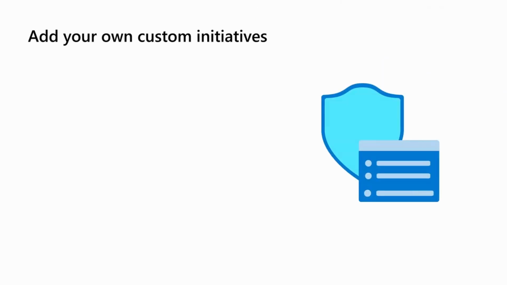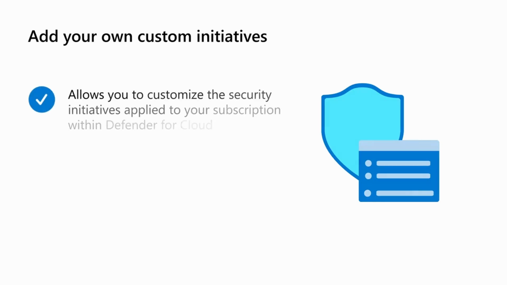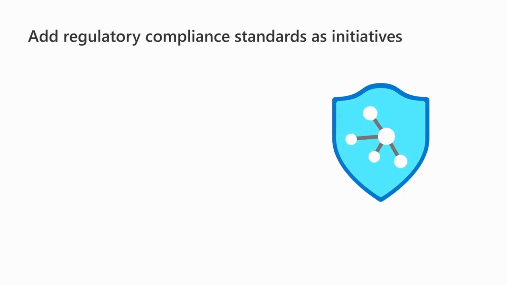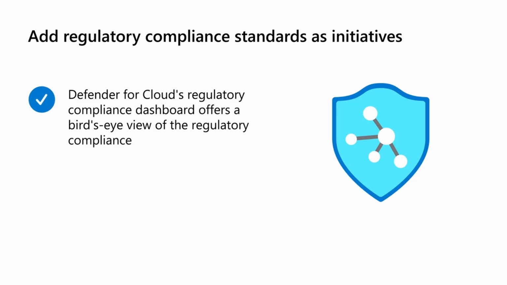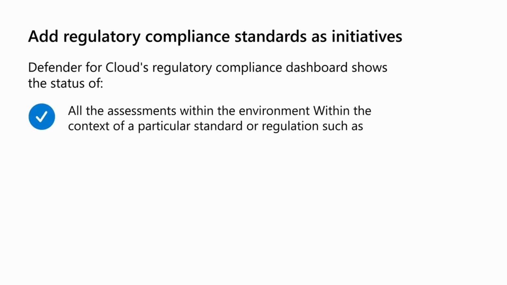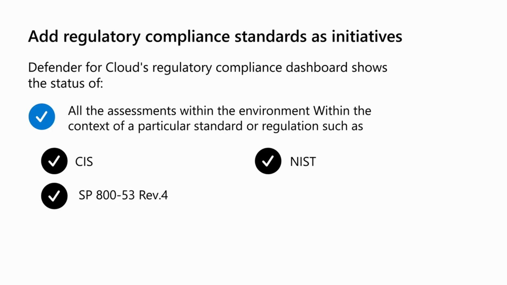You can add your own custom initiatives. If you prefer to personalize the security initiatives applied to your subscription, simply dive into Defender for Cloud and start crafting your own initiatives. As a bonus, you'll receive helpful recommendations whenever your machines don't align with the policies you've created. You can also add regulatory compliance standards as initiatives. Get a bird's-eye view of your regulatory compliance with Defender for Cloud's Regulatory Compliance Dashboard. This feature presents the status of assessments within your environment, all in the context of specific standards or regulations, whether it's Azure CIS, NIST SP 800-53 Revision 4, SWIFT CSCF v2020.